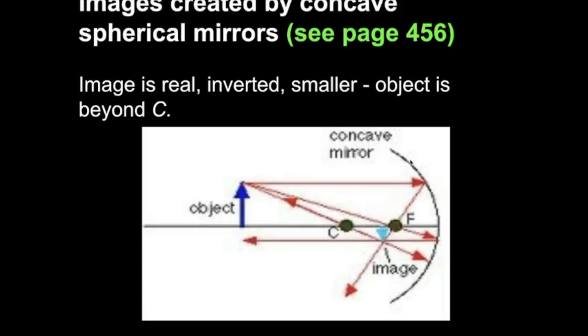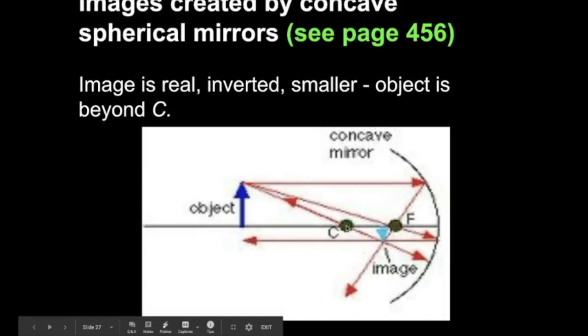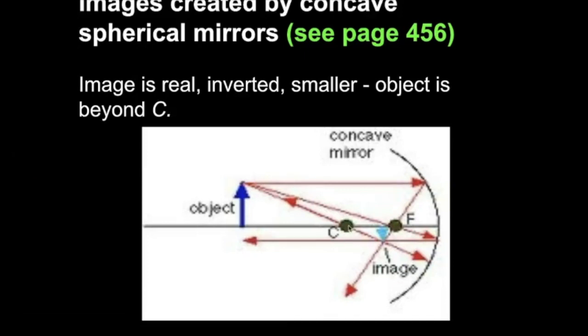And imagine this mirror made a big circle. That would be the center of the circle. Now, it's an important position here because when you have an object that's actually at the center of curvature, that is also where your image is going to form.